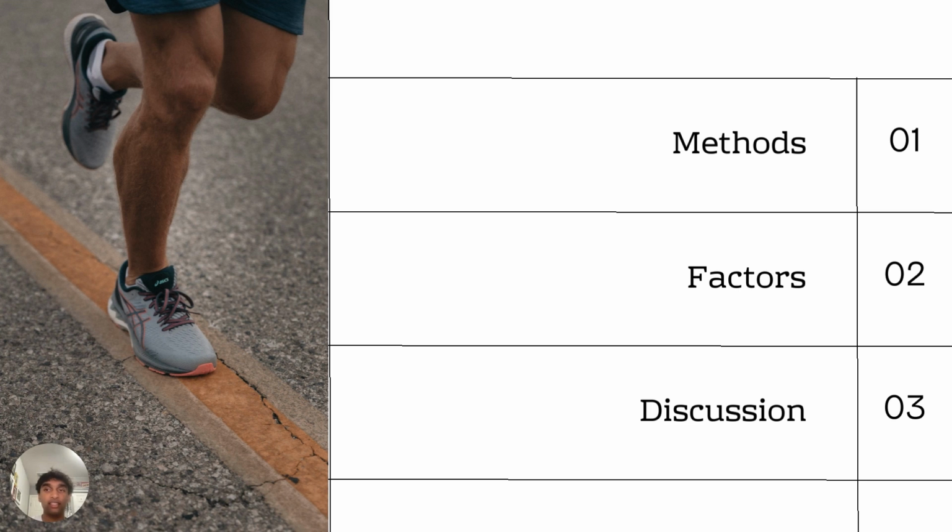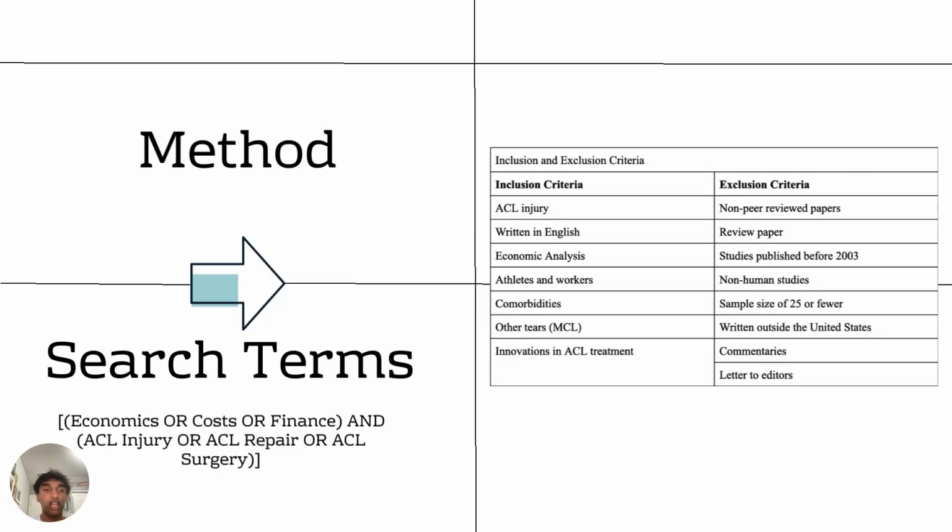Now that we know a little about the ACL, we can explore the purpose of the systematic review, which was to understand the financial implications of an ACL tear. To do this, we utilized the PubMed database and created a set of inclusion and exclusion criteria to guide our papers. Papers that were written about ACL injury, written in English, and consisted of an economic analysis were key to our paper. These papers later focused on athletes and workers, comorbidities, the effect other tears have on the cost of ACL tears, as well as innovations that are leading us to have more efficient treatments.